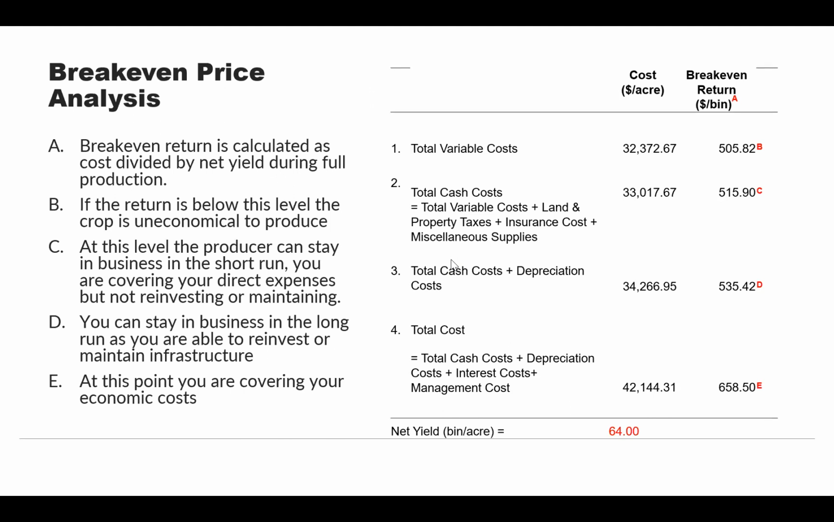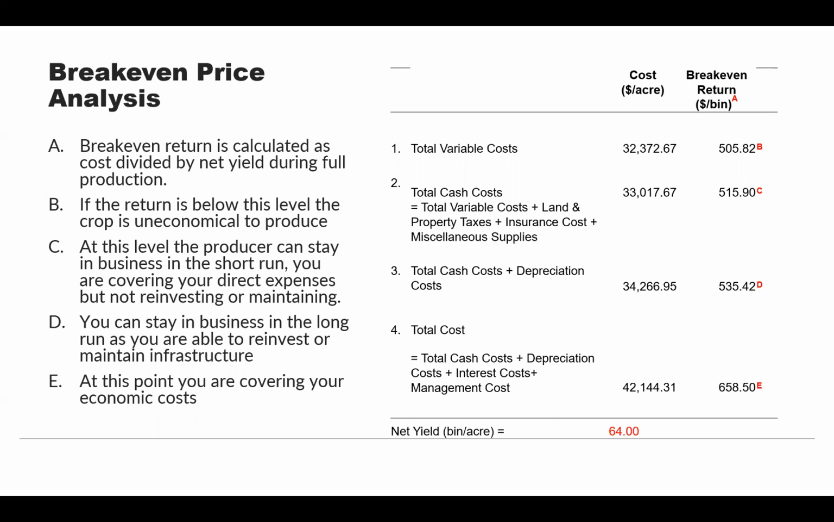When you have a budget, and I'll show you this on the Washington State one, they do a good job with this. When you have an enterprise budget, you can then do enterprise analysis. And one of the things that you can do when you've developed an enterprise budget is a break-even price analysis. It can help you determine how an enterprise is contributing to the overall profitability of the farm. So what you would do is calculate your break-even return, and that's the return that you would need, in this case dollars per bin, in order to cover your costs.